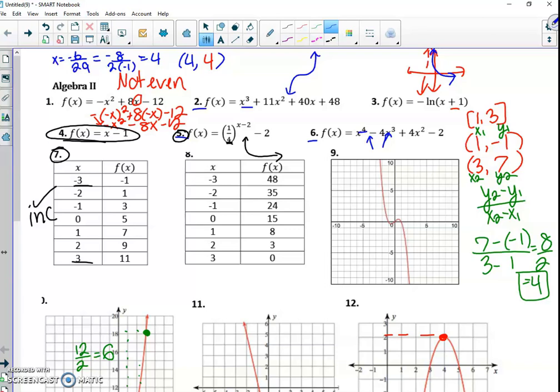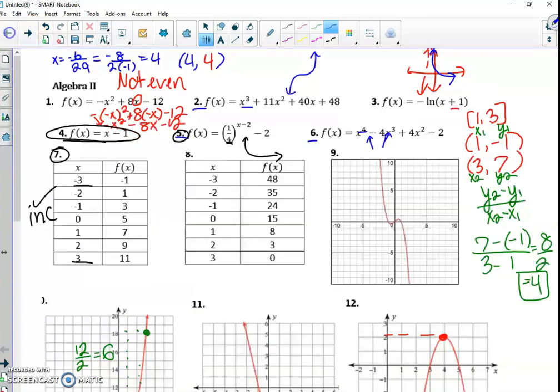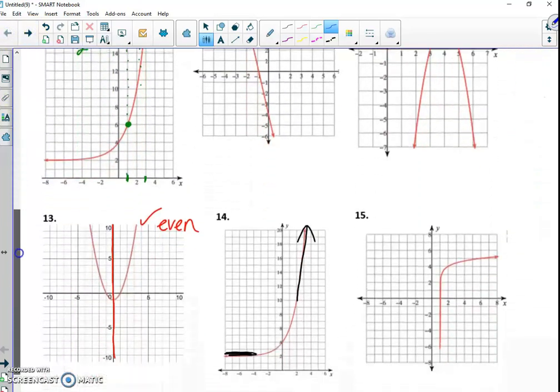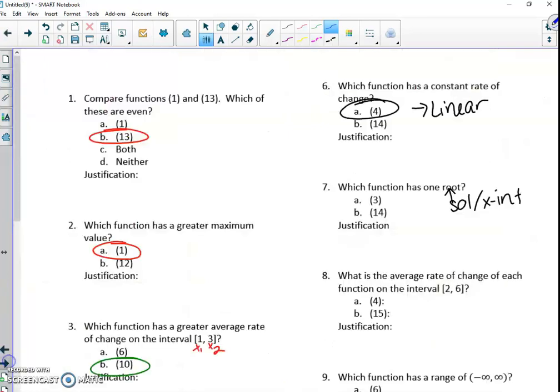Okay. So number 3, yes. What was the other one? 3 and 14. Let's look at 14. So 14, you see it doesn't even cross the x-axis, right? So that means it doesn't have any x-intercept. So the only one that has an x-intercept is the first one, okay?